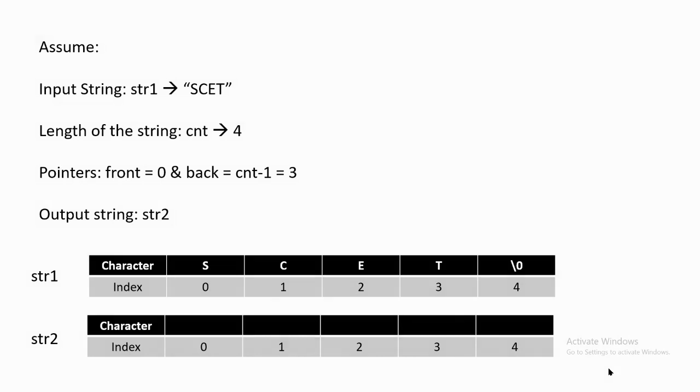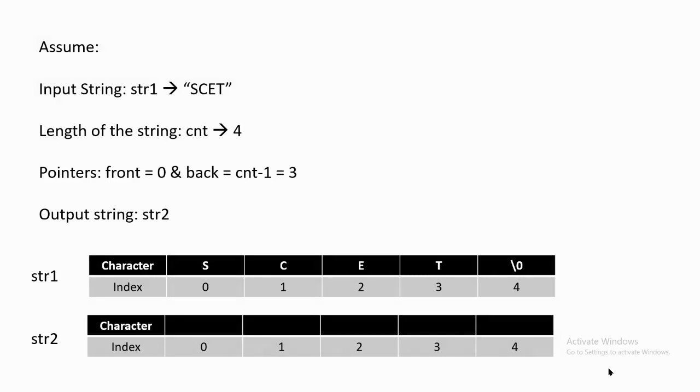Now str2 is the output string which will hold the string after reversing it. Now I am going to copy the string1 characters to string2 in reverse order. That is, the last character in string1 goes to the first position in string2, the last but one character in string1 goes to the second position in string2, and so on until the first character in string1 is copied to the last position in string2. This process will continue.